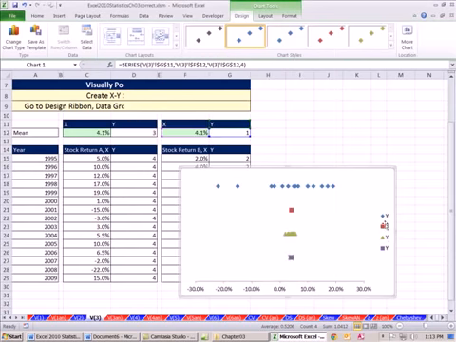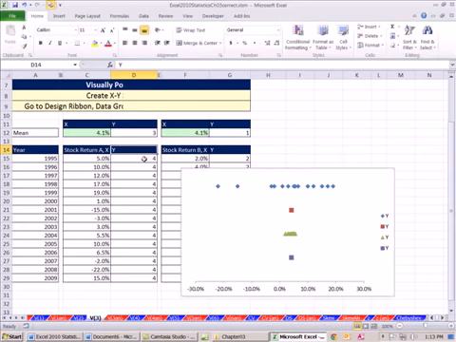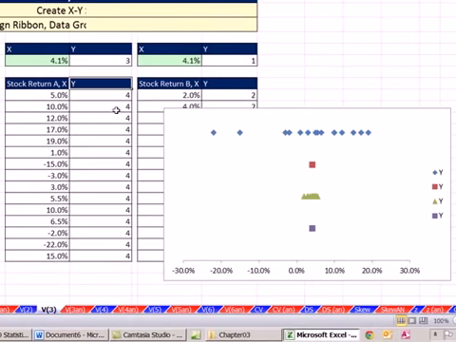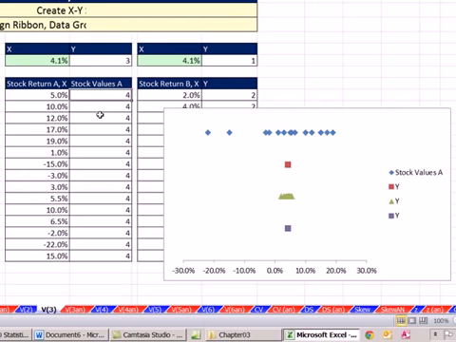Now, these are all links. So now I'm going to come up here, and I'm going to call this... The XY scatter always takes the label from the Y. I'm going to call this stock values for A. That's looking good there. Mean stock A. Mean stock B. And then returns for stock B, and change this over here.